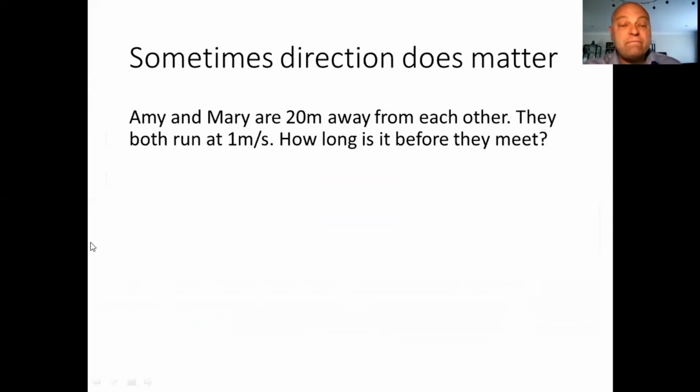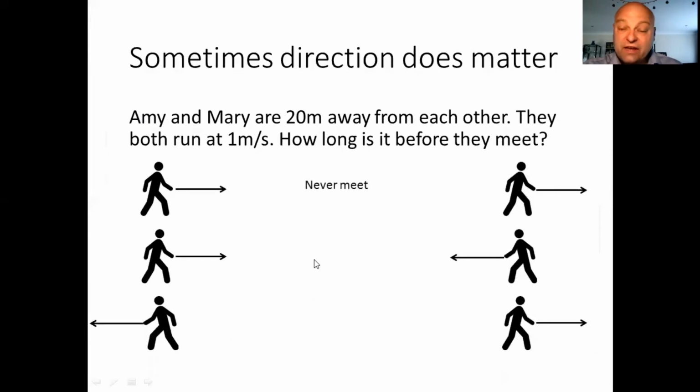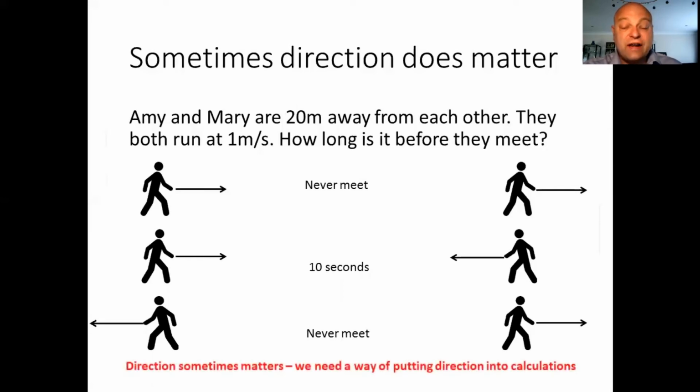Let's have a look at this answer then. As always, turn it into a diagram. There's several different possibilities here. I've drawn 3 here. So if this was Amy on the left and Mary on the right, then in this one, they never meet. But in the second diagram, it's 10 seconds away from meeting, and in the bottom one, they never meet. So once again, the question's not very clear. There could be several answers. So what we need to do is come up with a way of being able to put the direction into calculations as well as just the value.